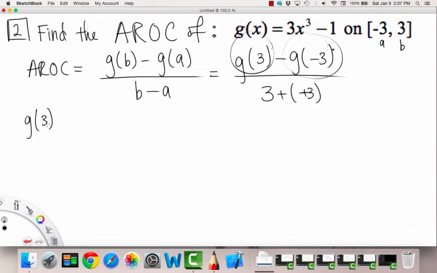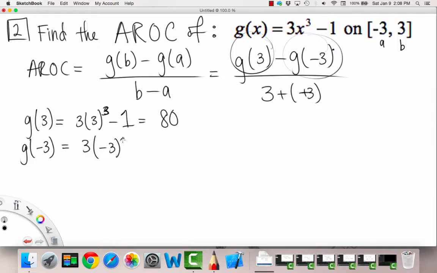So g(3) is going to be 3 times 3 to the third minus 1. They like 3's on this problem. So 3 to the fourth basically is 81, and 81 minus 1 is 80. Then g(−3), let's try that one out. This is equal to 3 times −3 to the third minus 1, so this is going to be −81 minus 1, so that's −82.